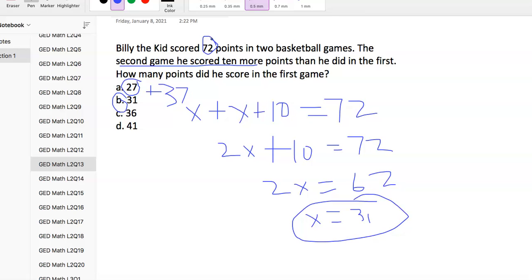Either way works. So if you like plugging in more, great, go ahead and do that. If you like setting up equations more, fine, go ahead and do that. Eventually, you're probably going to get to questions where you do have to be able to use an equation because it'll just be too complicated and they won't let you plug in. But you could easily plug in for this one as you could have for question number 12, the most previous question.